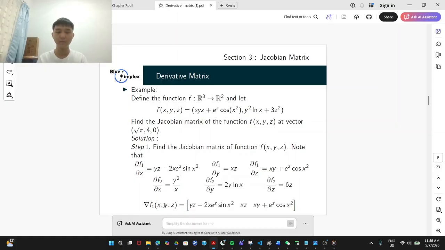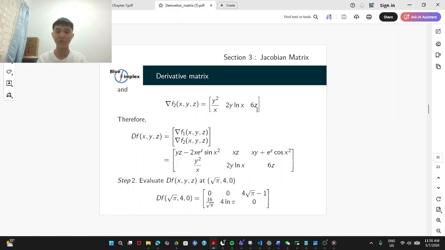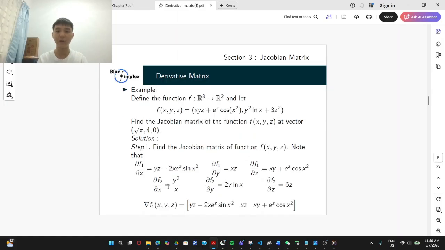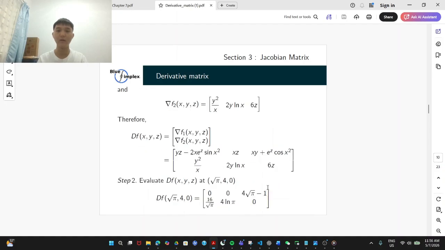So the gradient of f1 is this one, and the gradient of f2 is this one, taking the partial derivatives with respect to x, y, z only. Then we combine them together and obtain this derivative matrix. After that, we evaluate the derivative matrix at the point (square root of pi, 4, 0), and we obtain this answer. We just substitute these three values into the derivative matrix.